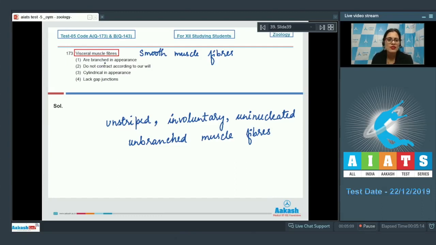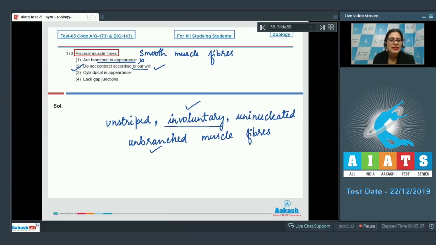Now let's discuss the options. The very first option is are branched in appearance. This is an incorrect statement because these are unbranched. Second option is do not contract according to our will. As it is a correct statement, this is the correct answer to our question because these are involuntary in nature and do not contract according to our will.